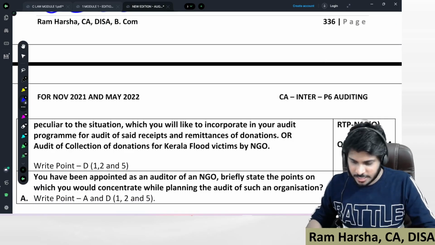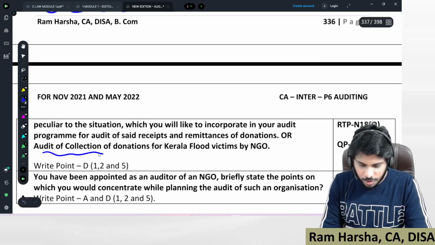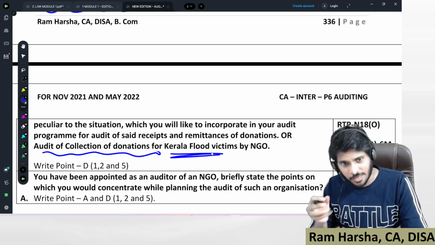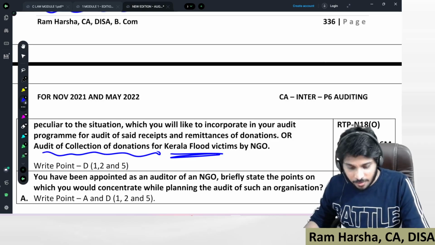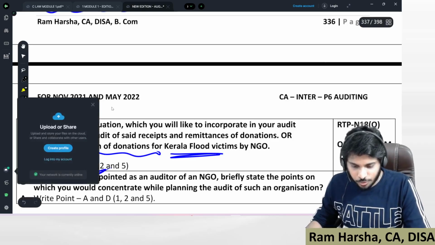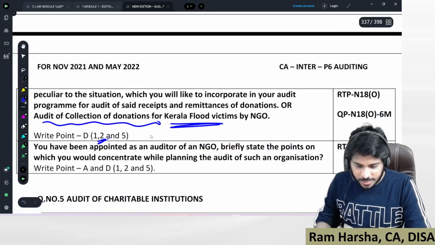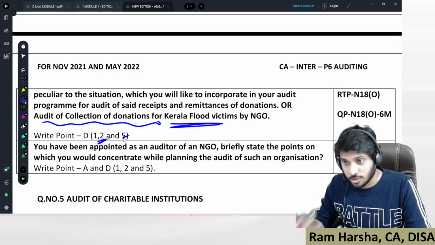Next, the third question: audit of collection of donations for Kerala flood victims. Some name they will give, but it is donations collection. So the first point in D, points 1 and 2, are enough actually. The reference points I gave just for understanding. You pick out what is suitable.